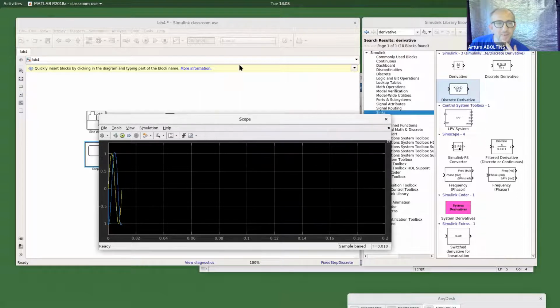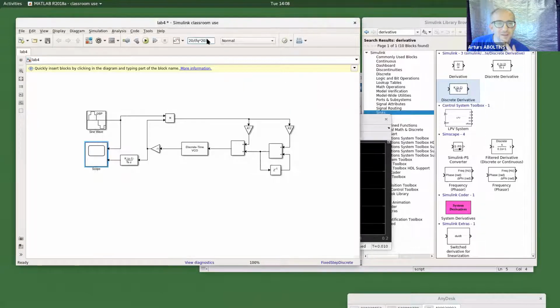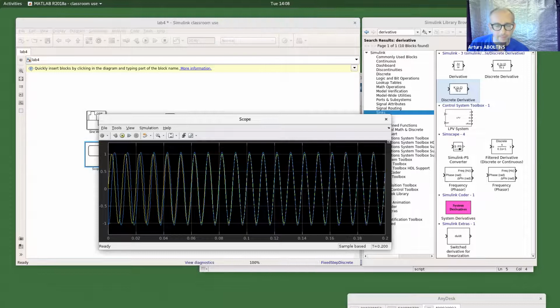I think I made a mistake here. Okay, just a stupid mistake. It must be the same thing, 20 divided by FQ. Okay, now it works. So we have 1, 2, 3, 4, 5, 6, 7, 8, 9, 10, like 20 periods.